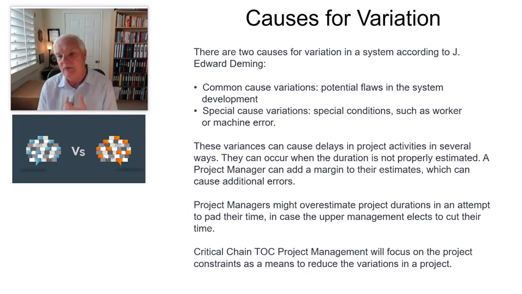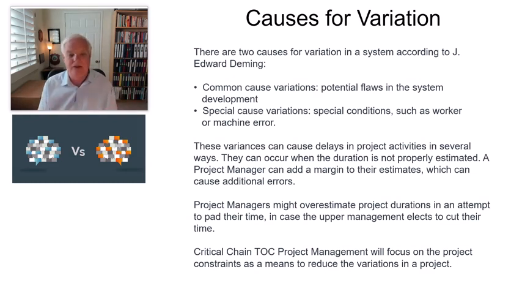Now, Edward Deming talked about variation. So did Genichi Taguchi. I mean, the loss function that he created kind of alluded to it too, but there are 2 causes for variation in a system, according to Edward Deming. The first one is called common cause variation. Those are potential flaws in the system development. And then there are special cause variations, special causes or conditions, such as a worker or a machine error.